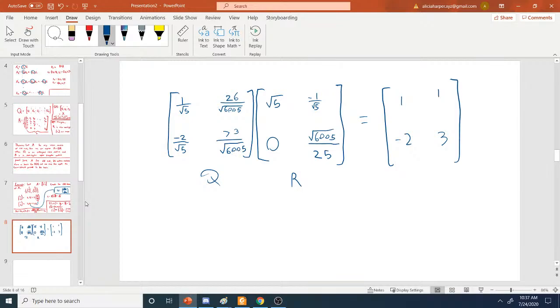And this gives me my QR decomposition. So this right here is an orthogonal matrix. And this right here is upper triangular. And non-singular.